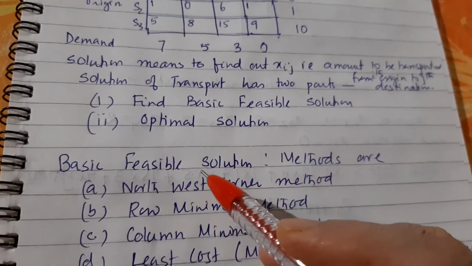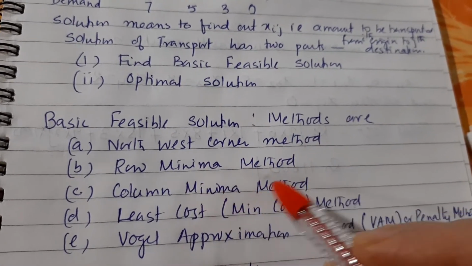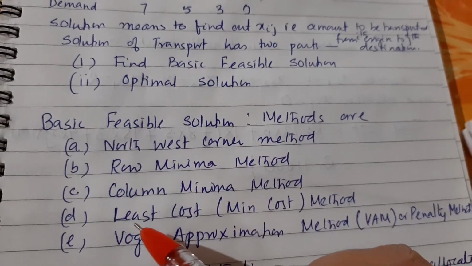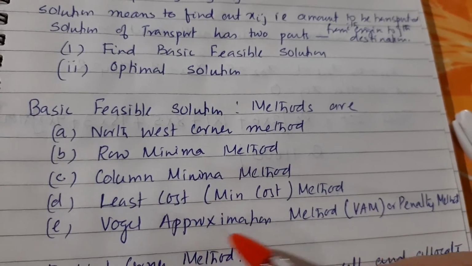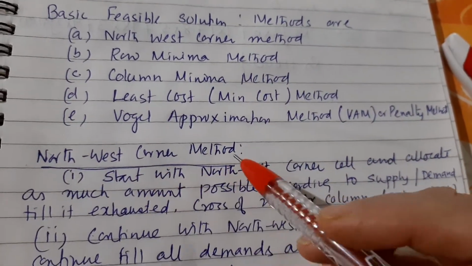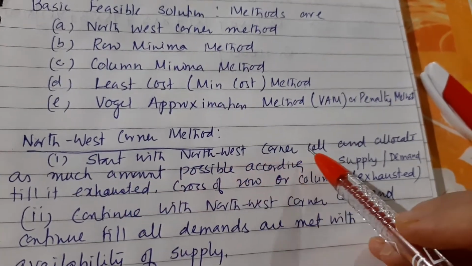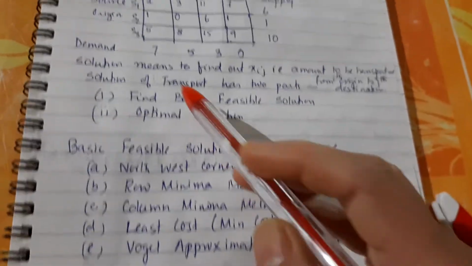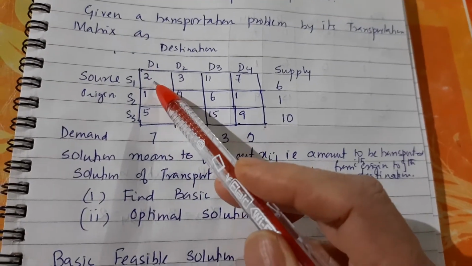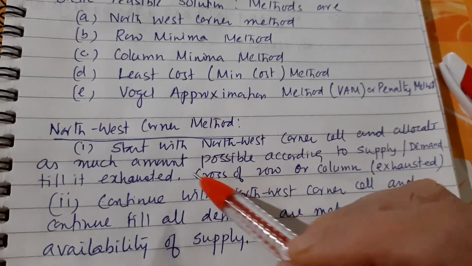Now, what are the basic feasible solution methods? The methods are the northwest corner method, row minima method, column minima method, least cost or minimum cost method, and Vogel approximation method. Now, let us start with the northwest corner method to find a basic feasible solution. Start with the northwest corner cell of the transportation matrix. That means this is the first cell, then it will move on, we have to continue the process.